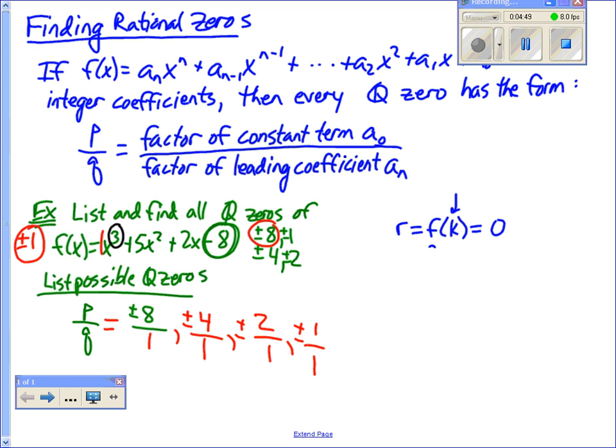For instance, let's say I plug in, oh, I don't know, negative 1. We try negative 1 first. If it pops out 0, I know it hits right there. I know it's a 0.